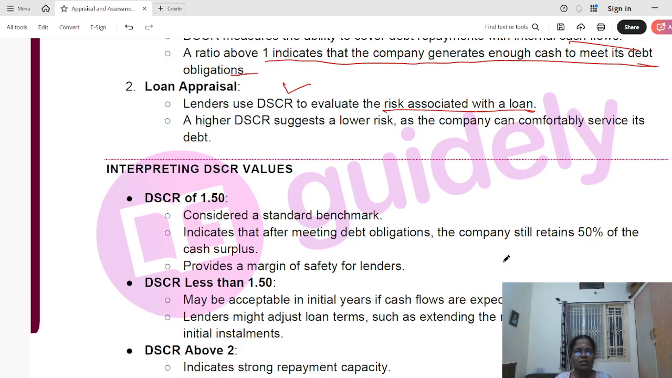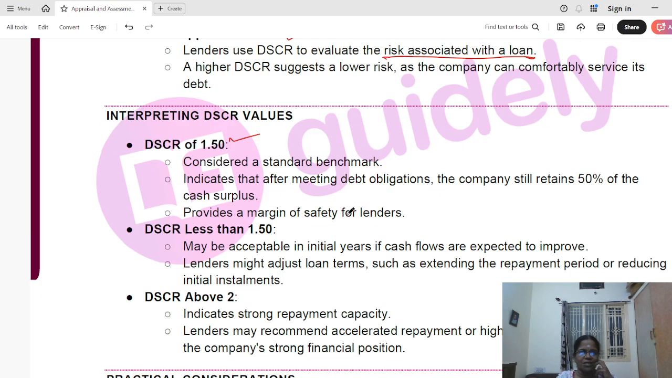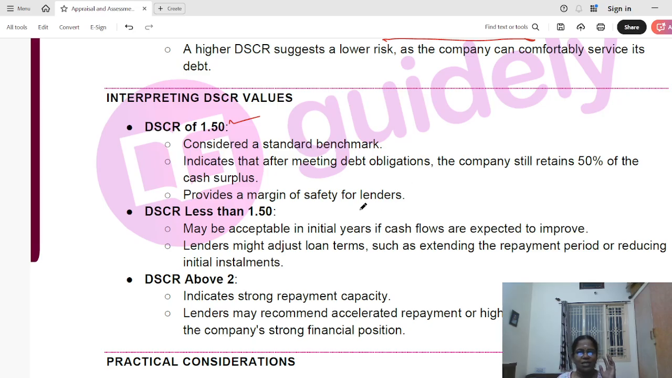Then interpretation of DSR, DSCR: a service coverage ratio of 1.50 is considered a standard benchmark. It indicates that after meeting the debt obligations, the company still retains 50% cash surplus, which is good and provides a margin of safety for lenders. Less than 1.50 may be acceptable in initial years if cash flows are expected to improve. Lenders might adjust loan terms, such as extending the repayment period.